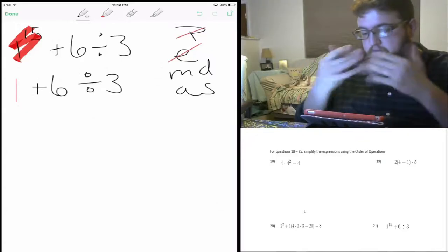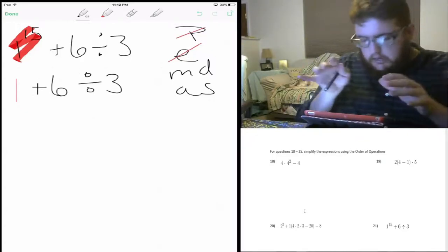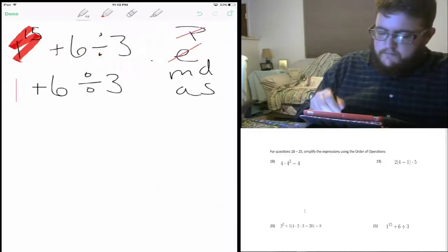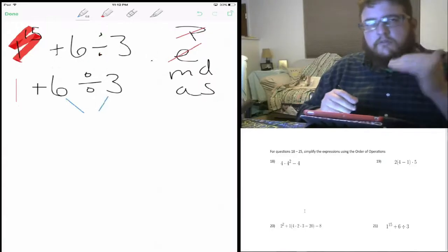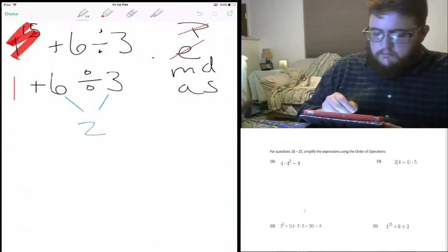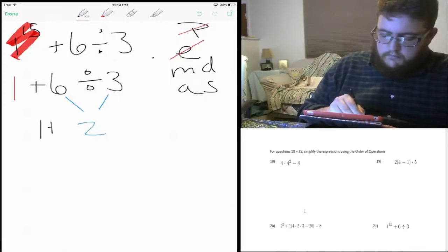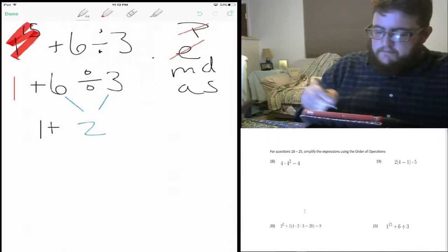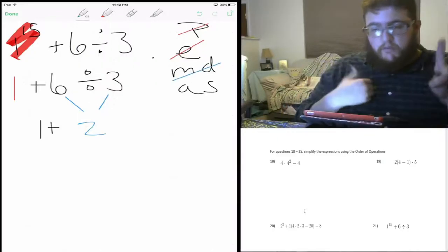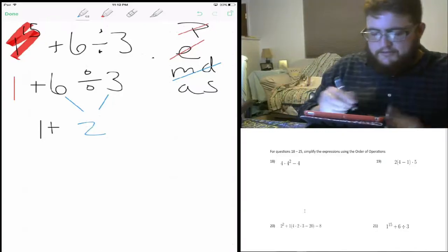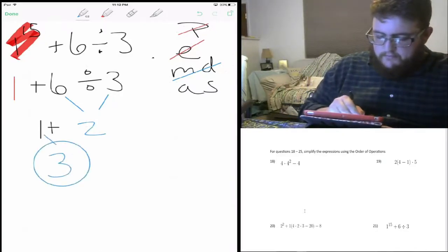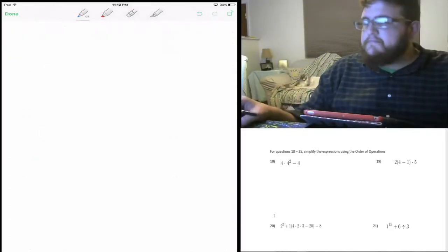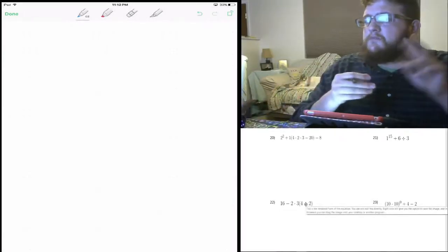Multiplication and division we'll tackle from left to right. As we scan our expression, the first piece of multiplication or division we have is 6 divided by 3. And 6 divided by 3 is 2. We'll bring down everything else. After a quick scan, we are done with multiplication and division, so we'll move on to addition and subtraction, again scanning from left to right. We've got 1 plus 2, which is equal to 3. 3 is our answer. And that's it for number 21. Alright, let's check out 22.